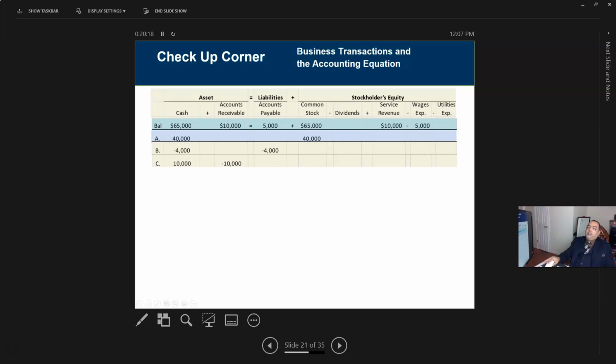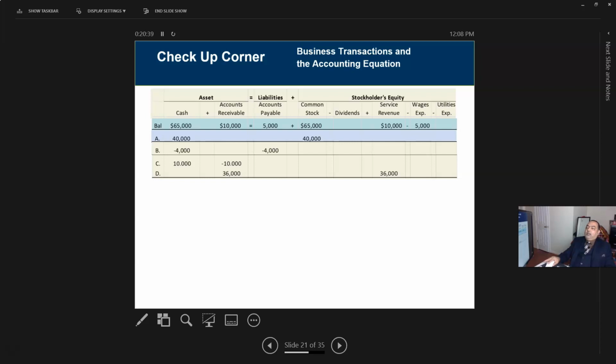And then what we did was we got that 10,000 from the customers. So customers paid that 10,000 cash. So cash is going up by 10,000. Accounts receivable is going down by 10,000 because we received the amount. So therefore, their account needs to be reduced as they pay.